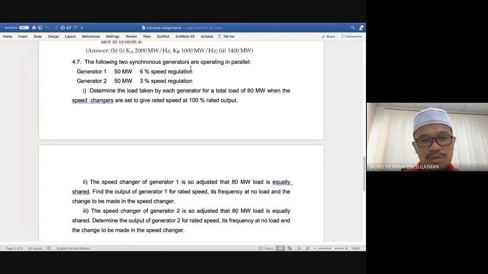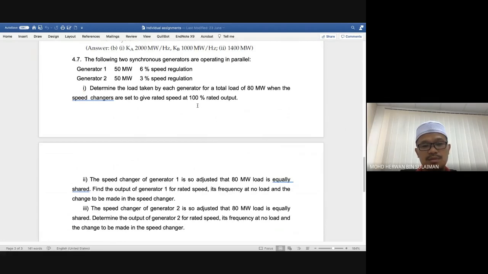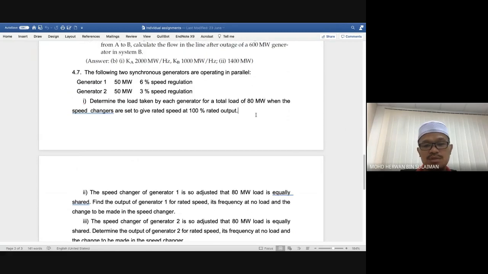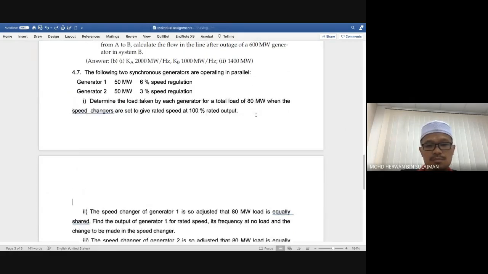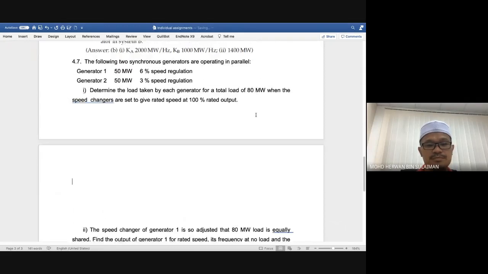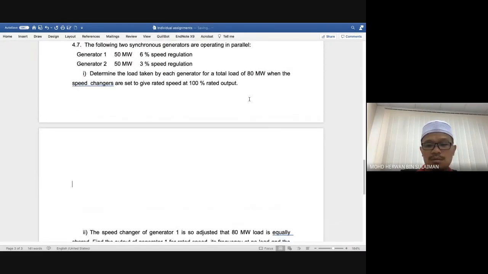Okay, the following 2 synchronous generators are operating in parallel. So we have G1 50 megawatt, 6% regulation, G2 50 megawatts, 3% speed regulation for groups. So determine the load taken by each generator for total load of 80 megawatts when the speed changers are set to give rated speed at 100 megawatts. Meaning that your speed changer at rated 100%, meaning that is the one 50-50. Okay, so how we want to do this one is similar with the example.